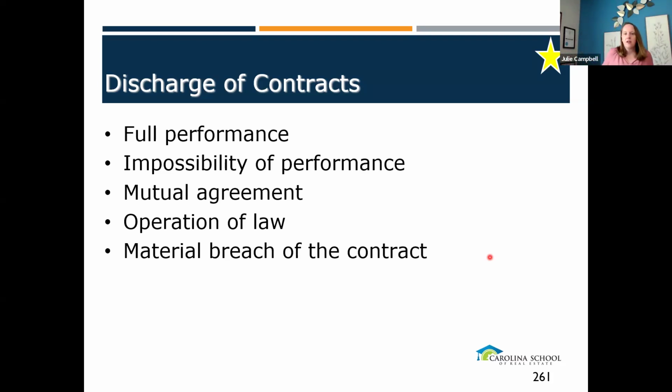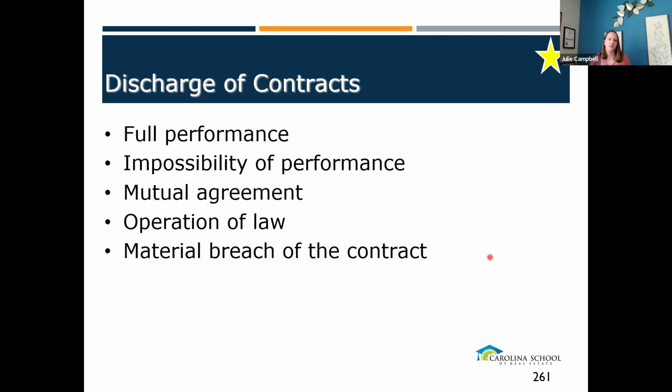Mutual agreement. The parties agreed to enter into the contract together. Remember our mutual assent, or a meeting of the minds? They agreed to enter into a contract together, so the parties can agree to get out of the contract. The parties can agree to release each other. Operation of law: the judge takes the property, foreclosure, eminent domain, adverse possession. It is no longer the seller's to sell. The court takes the property. Operation of law will terminate the contract.